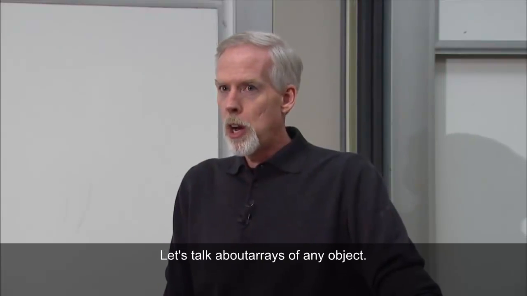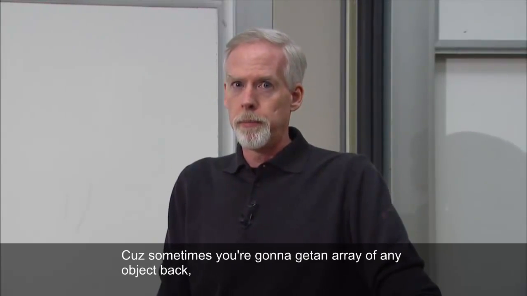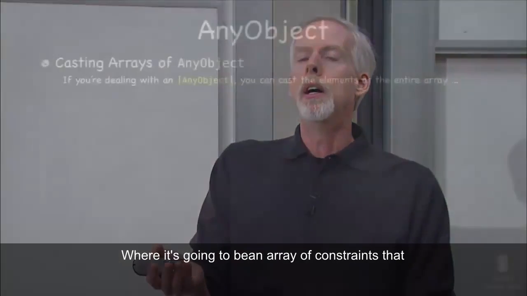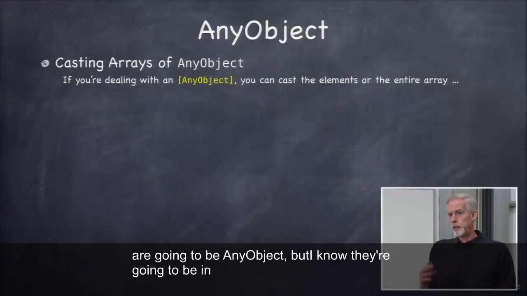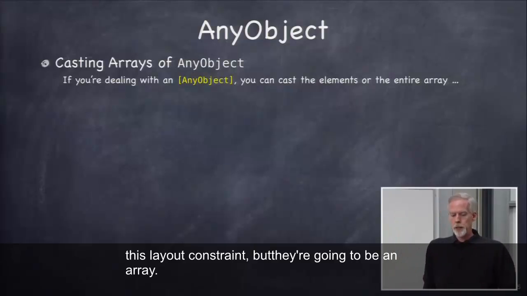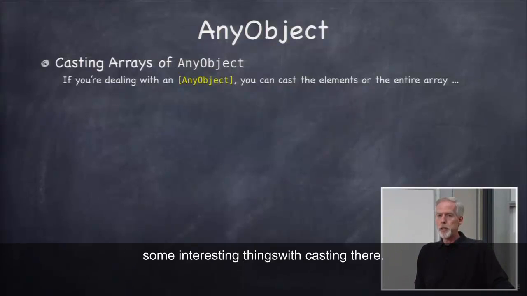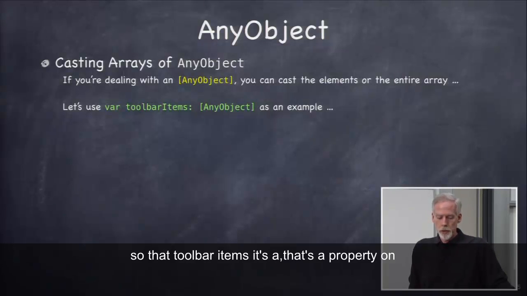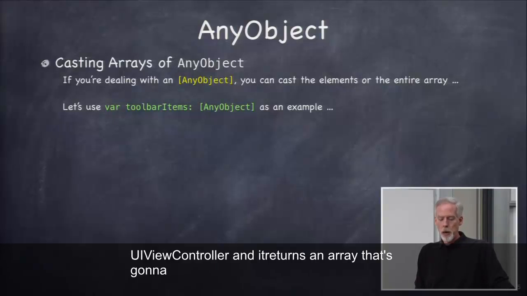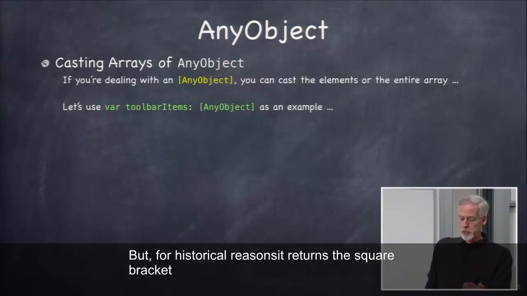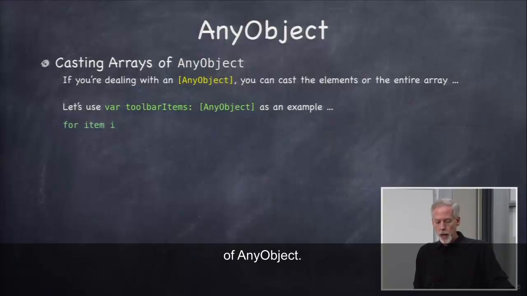Okay. Let's talk about arrays of any object. Because sometimes you're going to get an array of any objects back, like that constraints one I was talking about, where it's going to be an array of constraints that are going to be any object, but I know they're going to be NS layout constraints, but they're going to be an array. So you can do some interesting things with casting there. So let's use the toolbar items one. That toolbar items, that's a property in UI view controller, and it returns an array that's going to have UI bar button items in it, but for historical reasons, it returns the square bracket of any object.